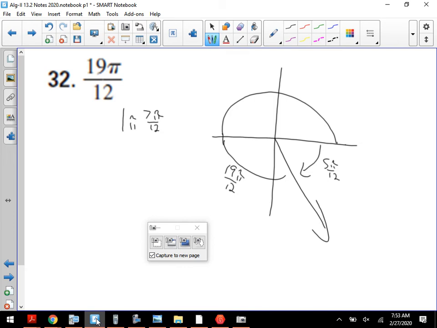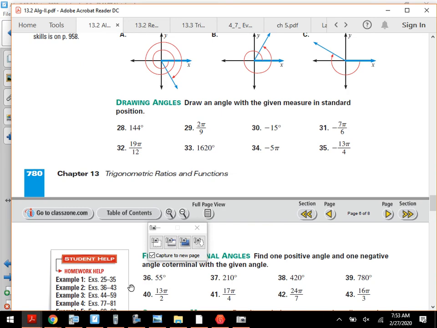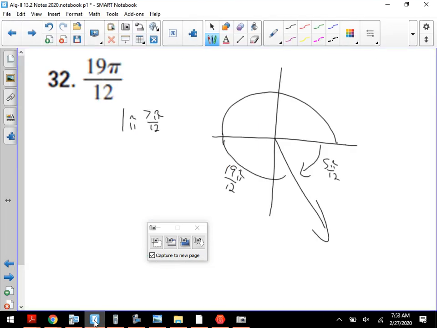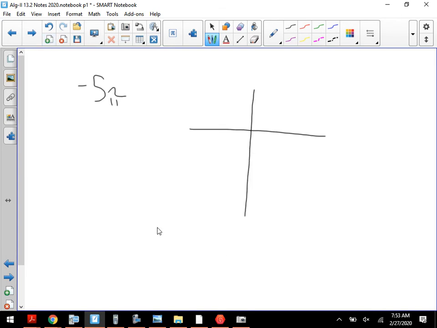The other one you said was 34. It's negative 5 pi, so the same idea. So you have negative 5 pi. This is when you get to count pi. It's negative, so you have to go the other way around.